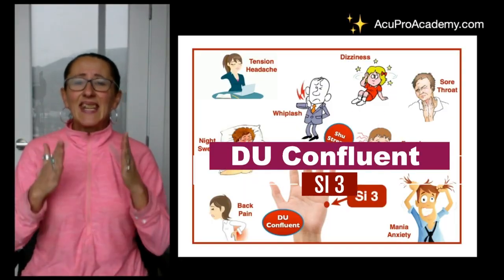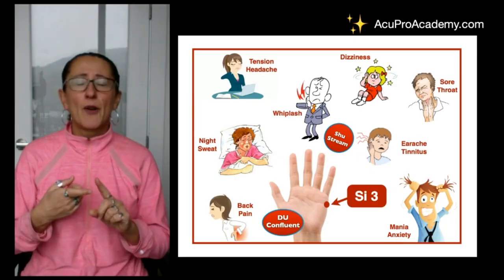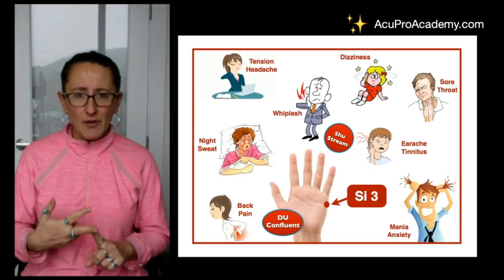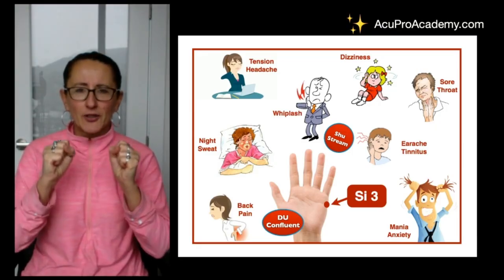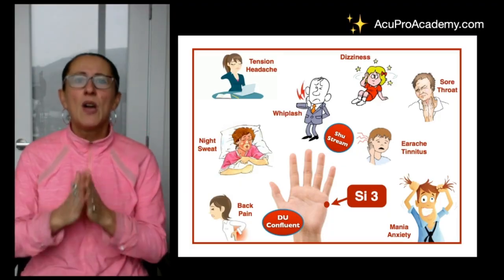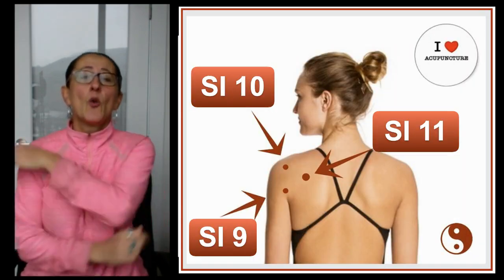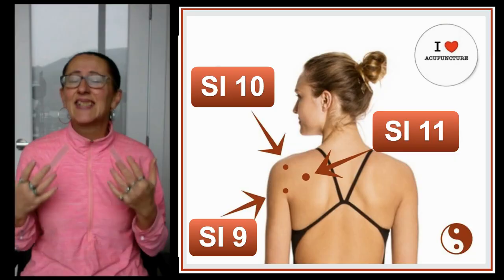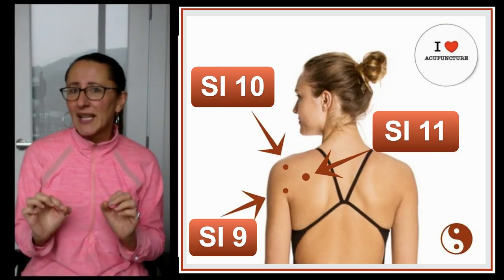Small intestine 3 is such a powerful point, specifically because it is the Du confluent point, which means it is going to be fantastic for any kind of back issues, from the neck all the way to the sacrum. Plus, it is fantastic for scapular knots. You know that knot that's in the back of the scapula that just is painful? This is really good as a distal point combined with the local points of small intestine 9, 10, and 11. It's very powerful and it works really quickly.